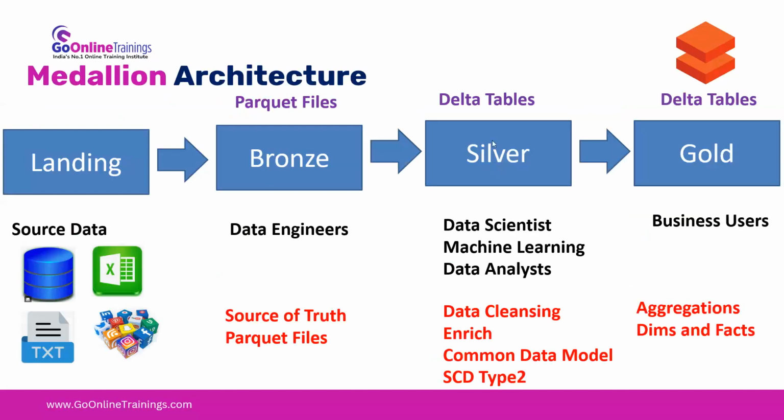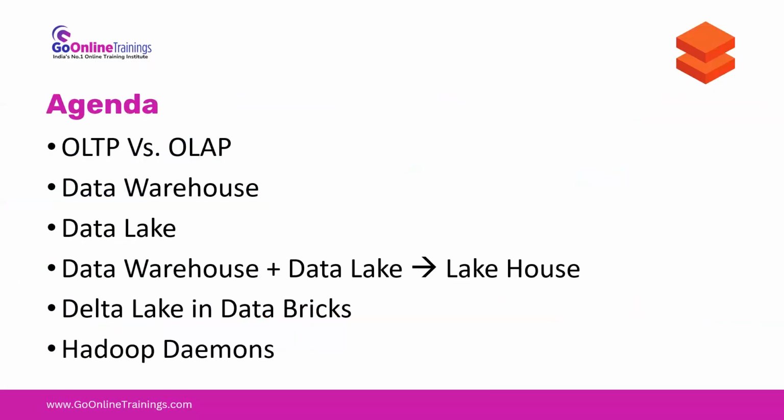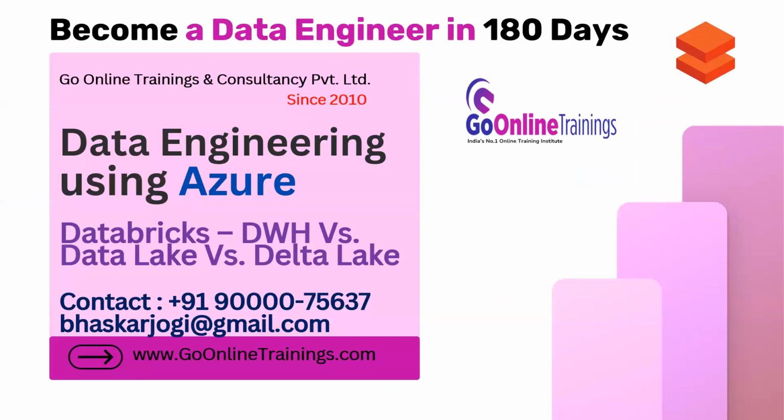Will continue further. All the silver tables, all the Delta tables, now we are going to be storing as part of Databricks. Databricks is going to have the data lake or lakehouse concept. So it is going to implement ACID properties to maintain the correctness of the data. Are you clear? Any questions? You are welcome.